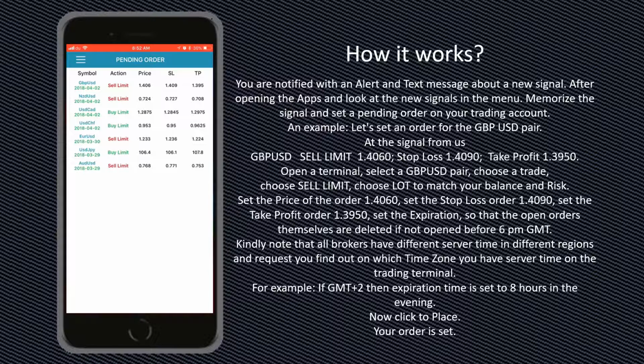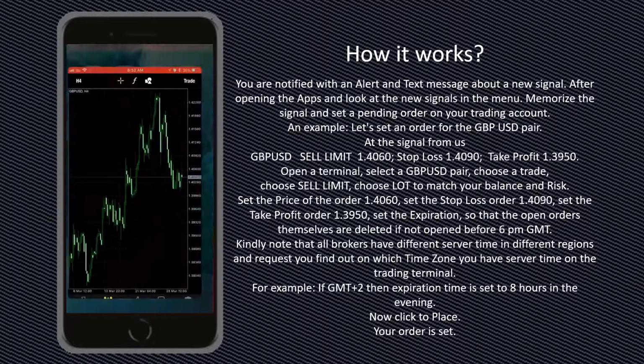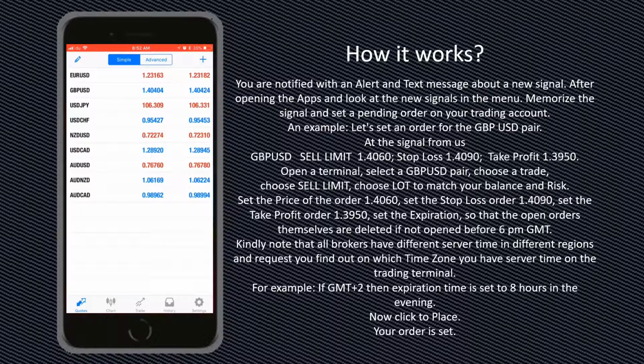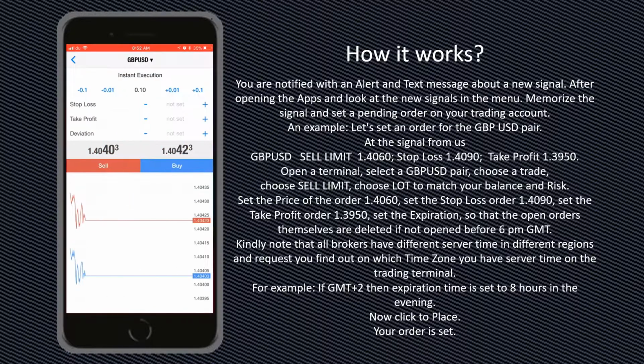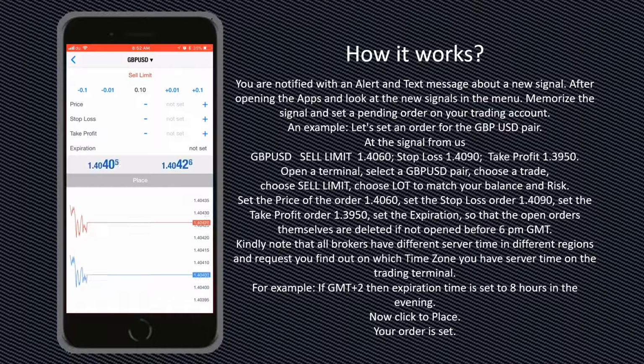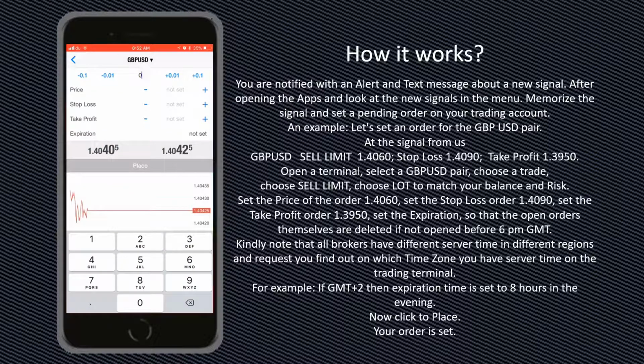As an example, let's set an order for the GBP USD pair. At the signal from us: GBP USD sell limit 1.4060, stop loss 1.4090, take profit 1.3950. Open a terminal. Select the GBP USD pair.